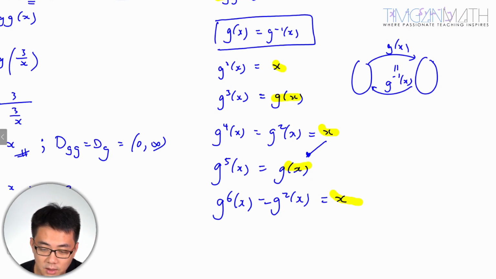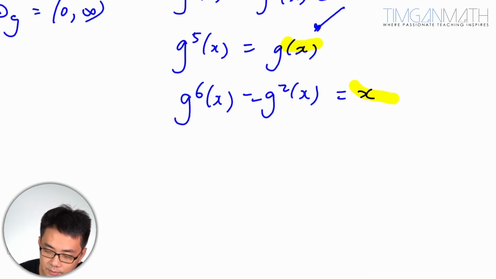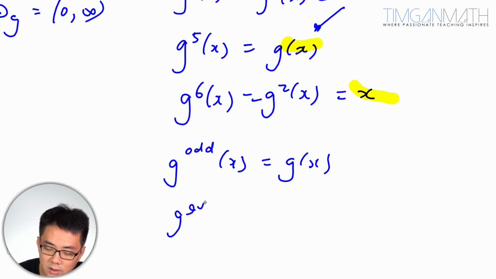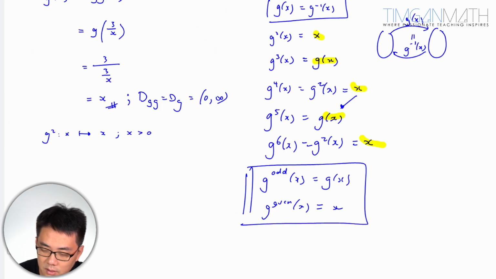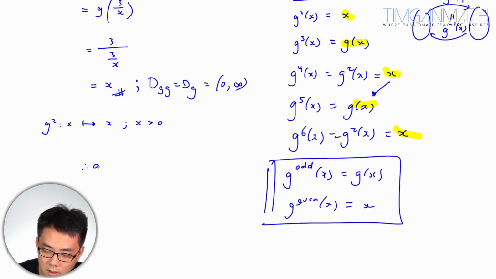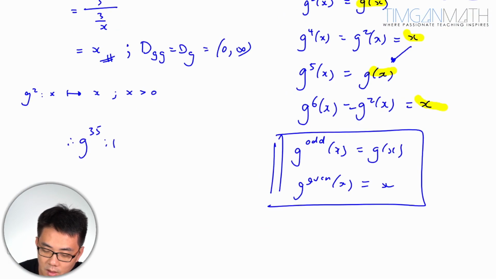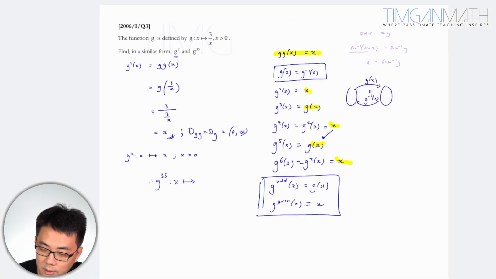So what can we deduce? We can deduce that g odd of x equals to g(x), and g even of x equals to x. Hence, g35 is odd, right? So it is 3 over x.